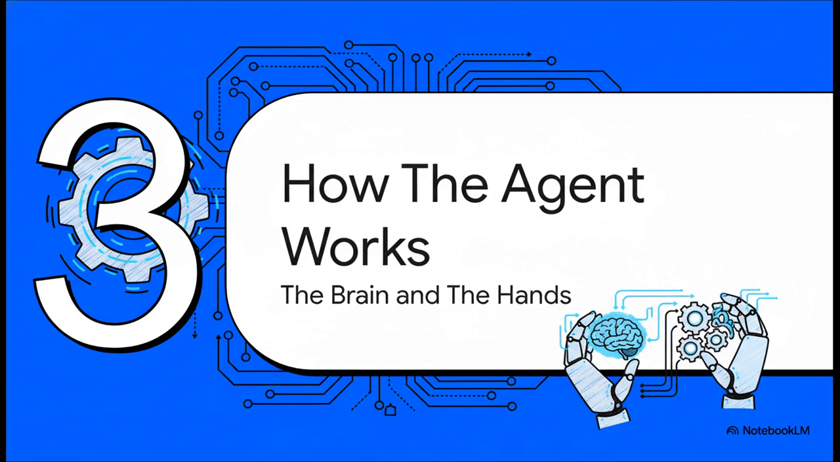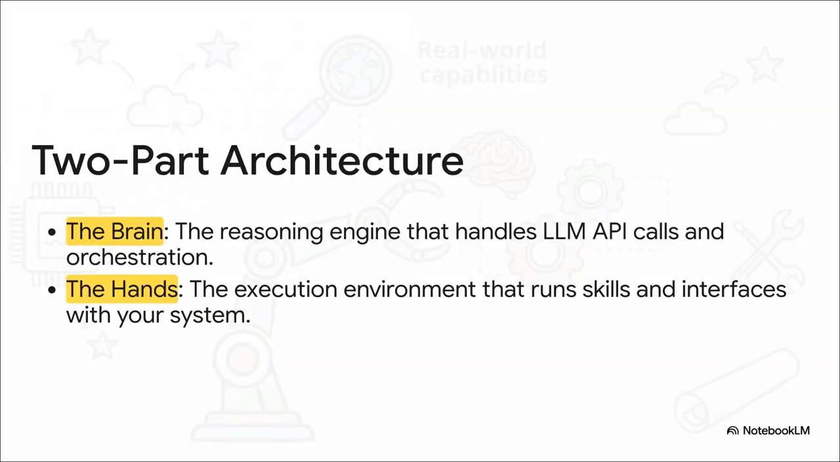Okay, so if it's more than just a chatbot, how does it actually do stuff? Let's pop the hood and take a look at how it's built. The whole thing is actually pretty simple, split into two parts. You've got the brain, which is its reasoning engine. This is what plugs into a big language model. Your choice could be Claude, could be GPT, and it does all the thinking and planning. And then you've got the hands. This is the part that actually takes those plans and makes them happen.